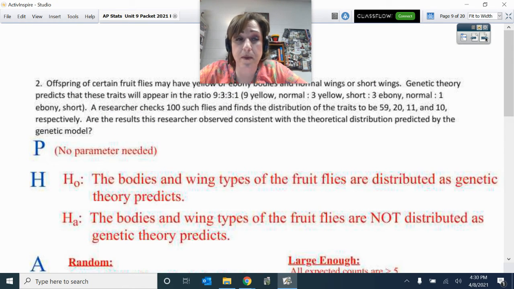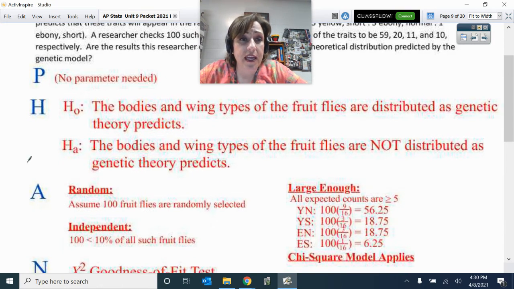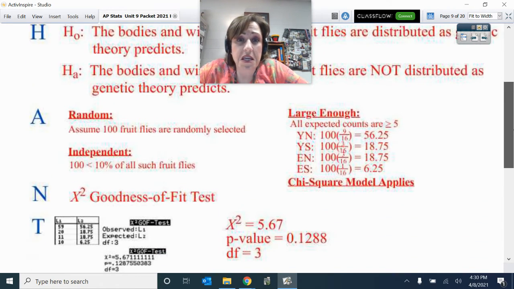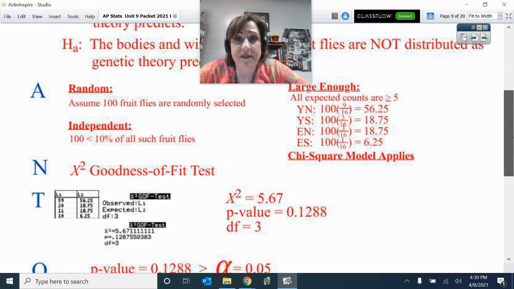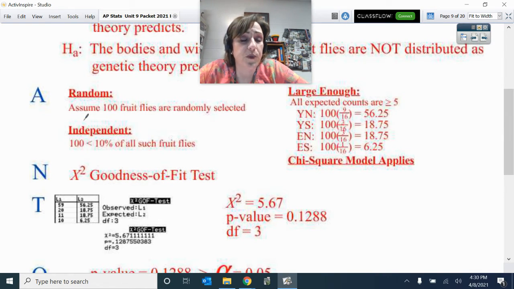Here was another problem about the offspring. So here the null hypothesis is that the body and wing types are distributed as predicted by the genetic model, and alternatively, that they are not. We'll start off saying it's as you say, unless I find evidence otherwise. So we're assuming those 100 fruit flies are randomly selected, and I would imagine they're less than 10% of all such fruit flies. So here was my expected counts.